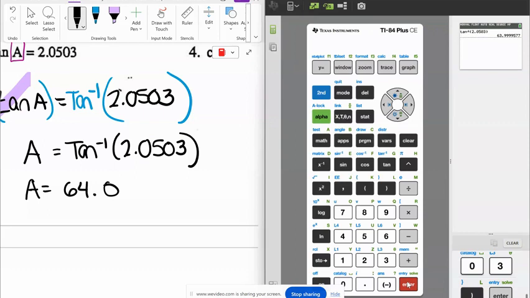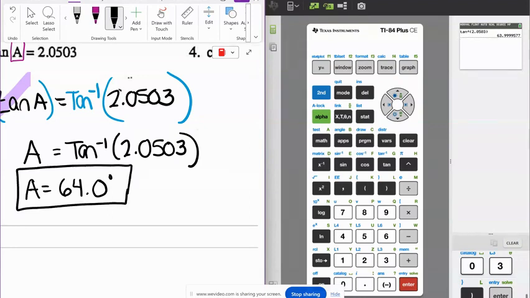Oh, you're right. This was 63.999, which is still going to be 64, but what do I have to put? 0.0 degrees. What's wrong, Owen? Why are you complaining? I'm not complaining. But you are. I swear to God, I'm not complaining.